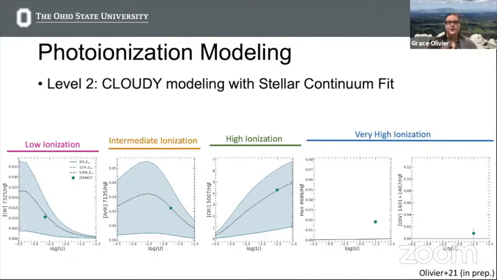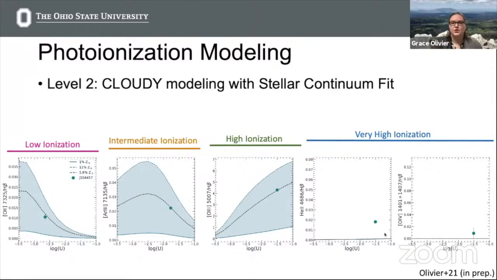And so to do this, we take that stellar continuum fit that I showed you earlier from the UV spectrum, and we use that as the input for our photoionization modeling in Cloudy. When we do this, we're still able to reproduce the low and intermediate ionization zones, but now we can also reproduce the high ionization zones. So this black dashed line that runs through the center of these bands is telling you the observed metallicity, and you see that the observed metallicity model is very close to those points that we see that are the observed line ratios.